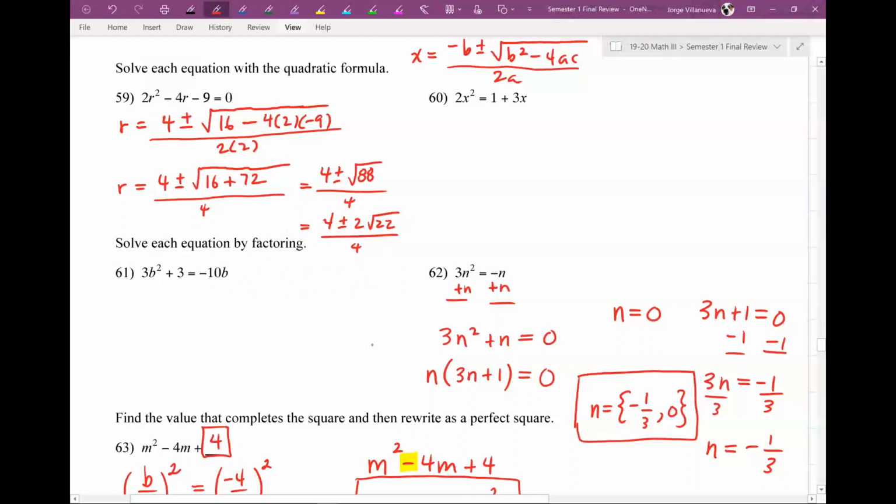And I can reduce by dividing everything by 2. The 4 will become a 2, the 2 will become a 1, and the 4 will become a 2. So your answer is 2 plus or minus radical 22 over 2. So that's for number 59.